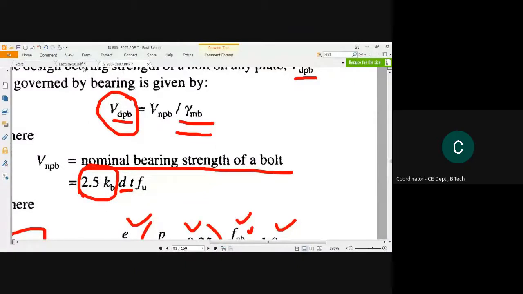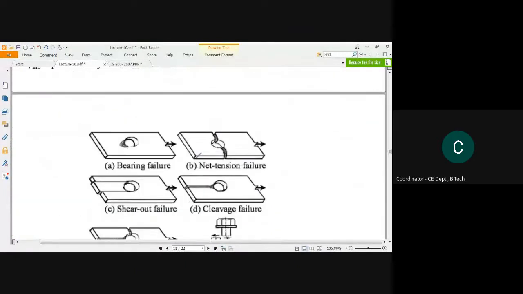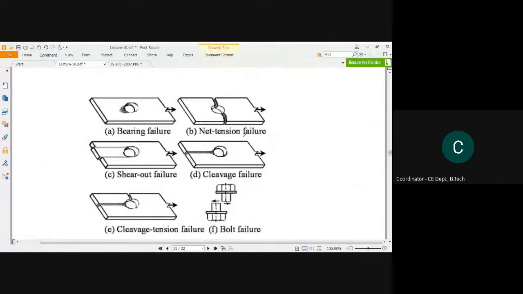Now let us see, this is the failure pattern which I have shown. This is the bearing failure pattern. See, in bearing failure pattern, what is happening? This part is getting stretched, isn't it? So this part is contributing how much area? D is the whole diameter and T is the thickness of the plate. So D into T part is getting affected at the time of bearing failure.